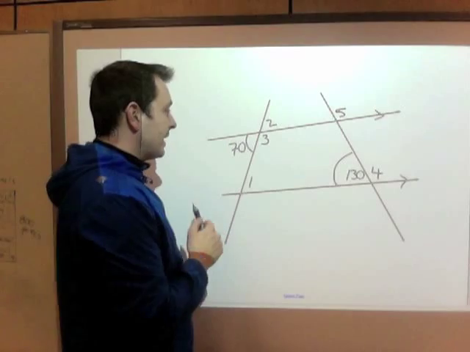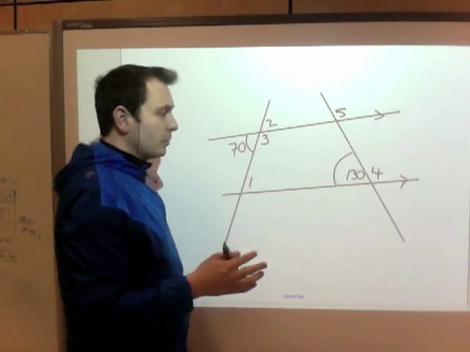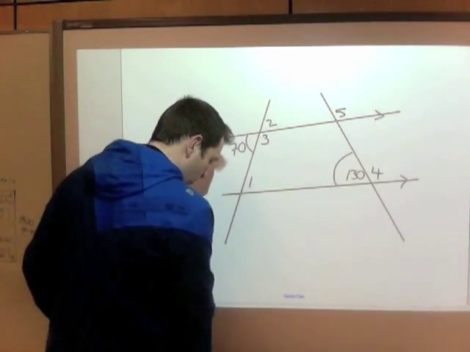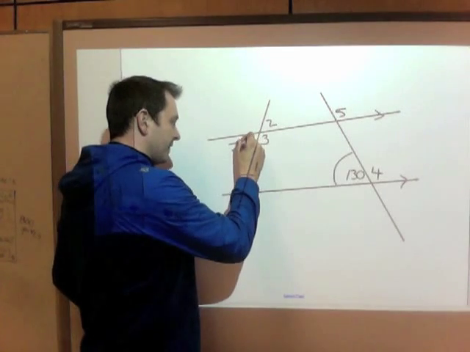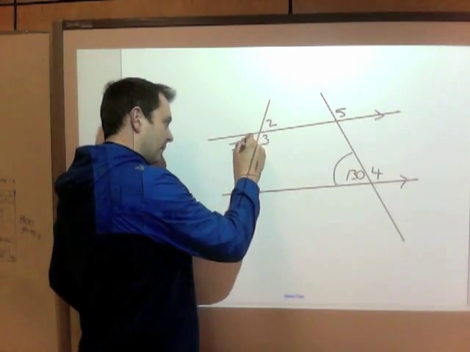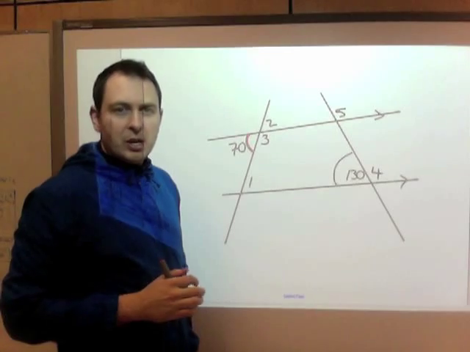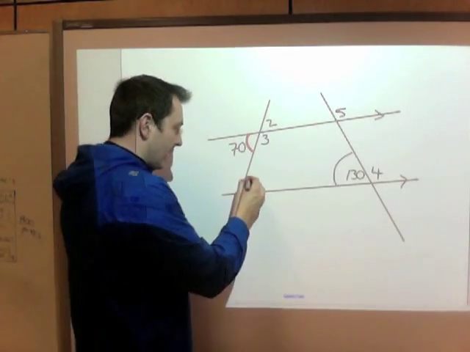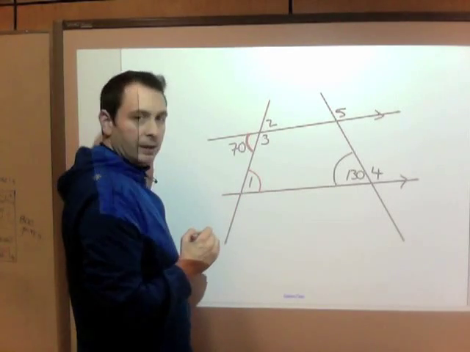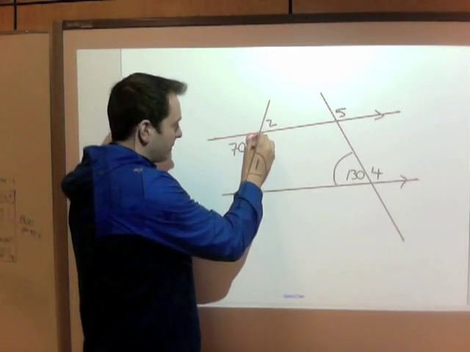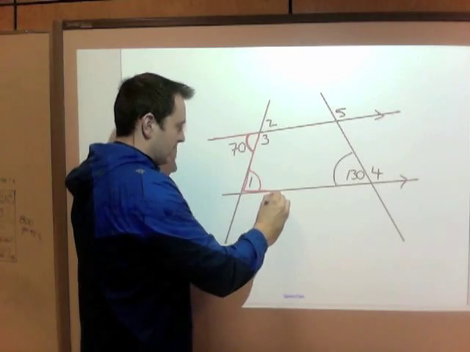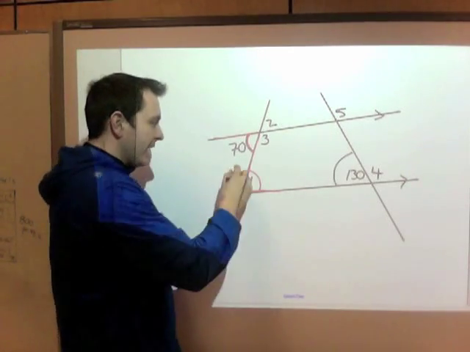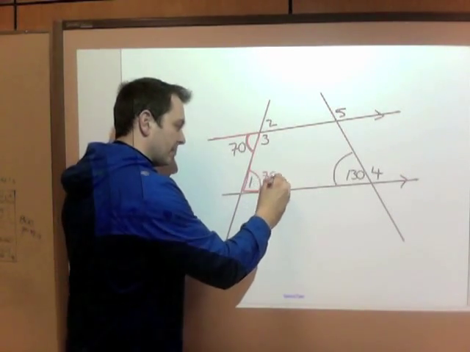So what is angle 1? Well, first, look for the information you have. The only information I have here is that this is 70 degrees. So the hint is 70 degrees is going to help me find these other ones. So how does 1 relate to 70? Well, if I draw over top of it here, there is a Z. So angle 1 is 70.